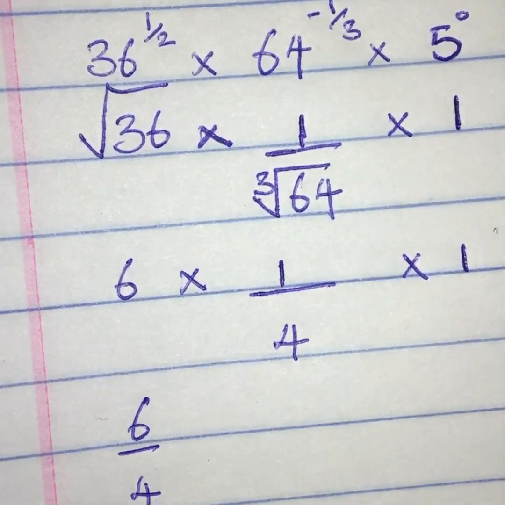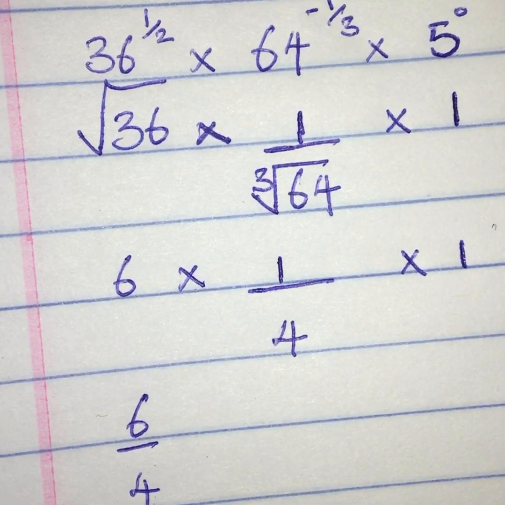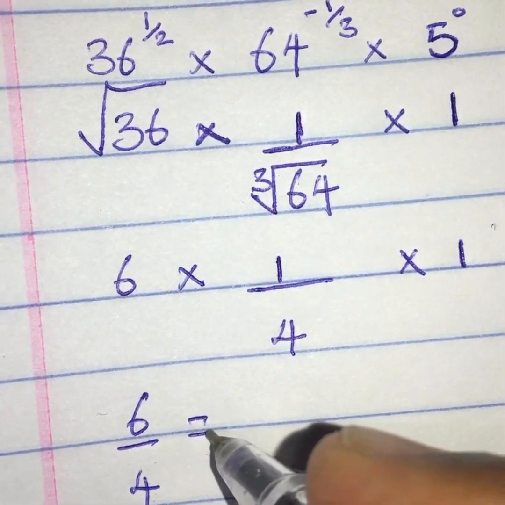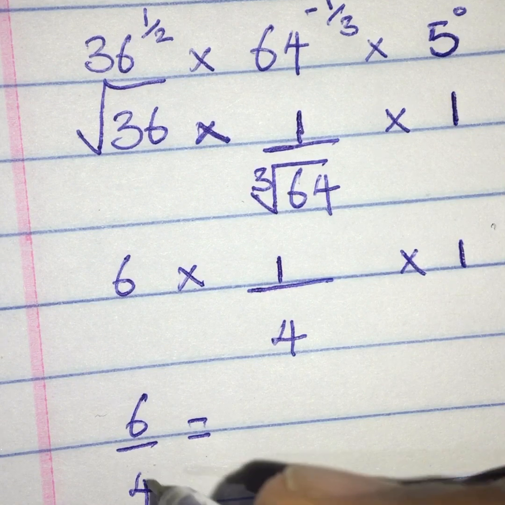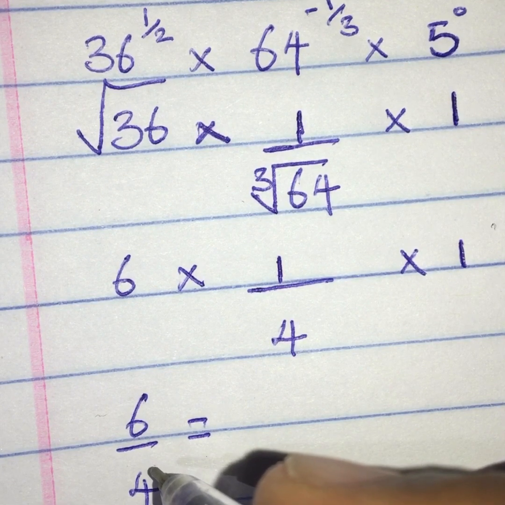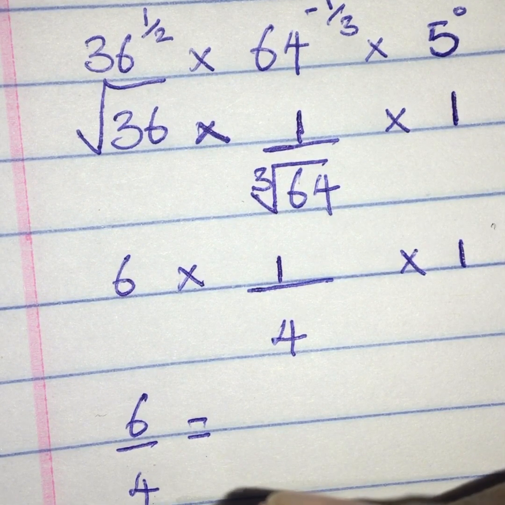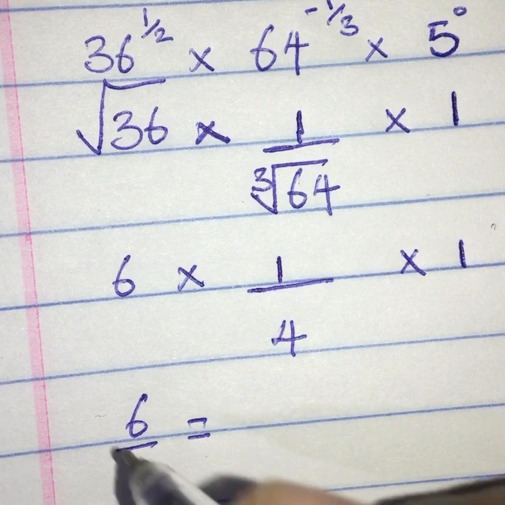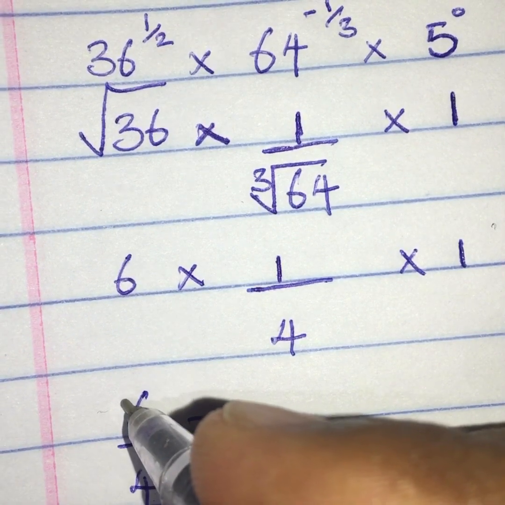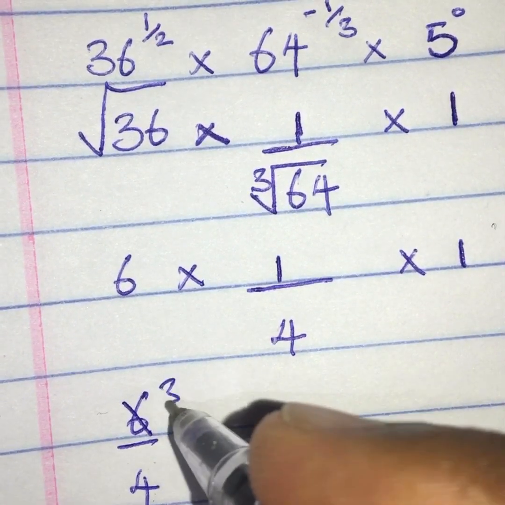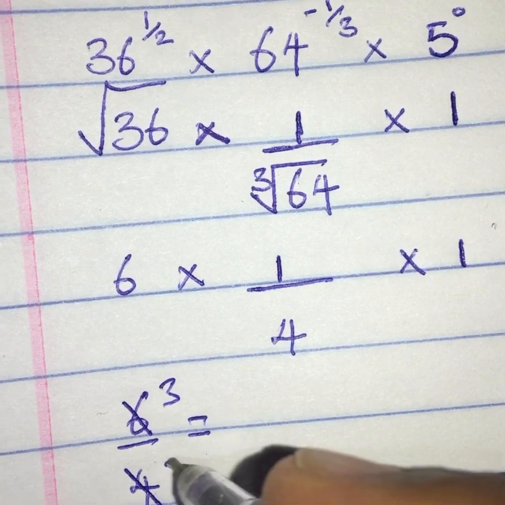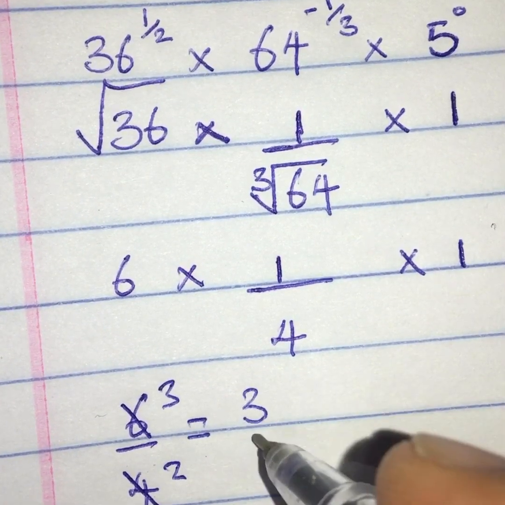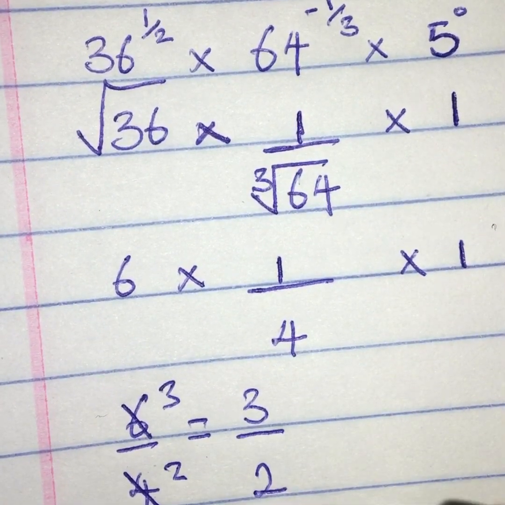However, this is an improper fraction, so we try to make it a mixed fraction. But before we do that, we reduce it first. To reduce 6 over 4, we look for a figure that can both divide 6 and can also divide 4. That number is 2. So 6 divided by 2, we have 3. 4 divided by 2, we have 2. So we end up having 3 over 2.